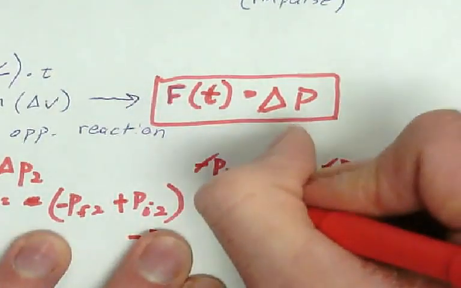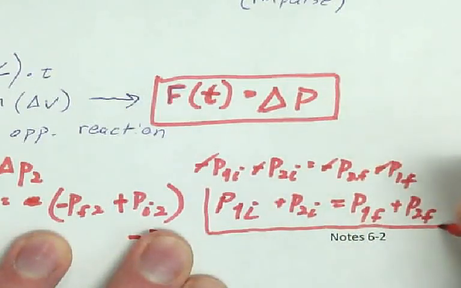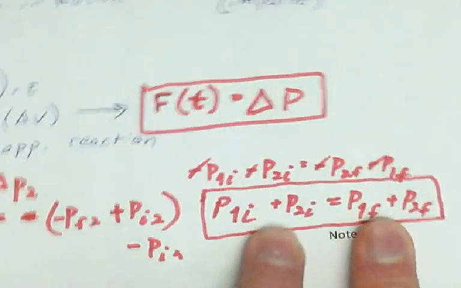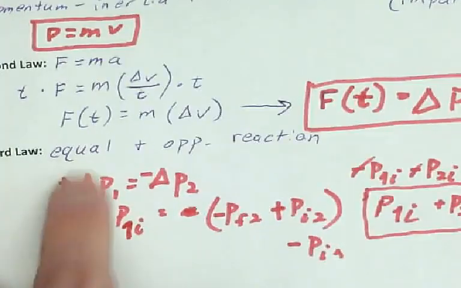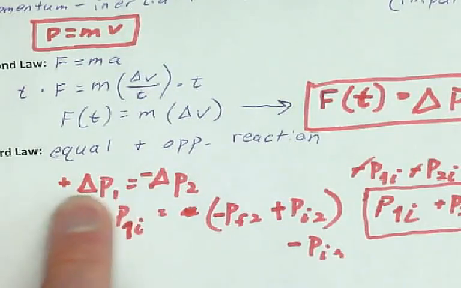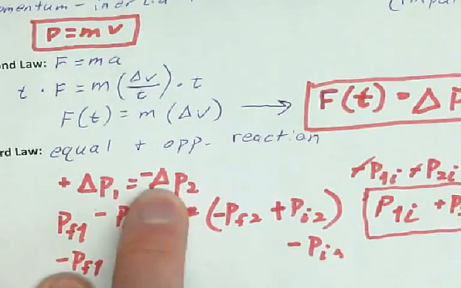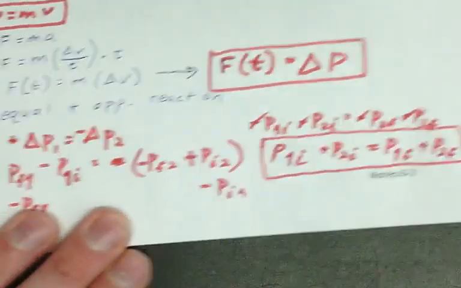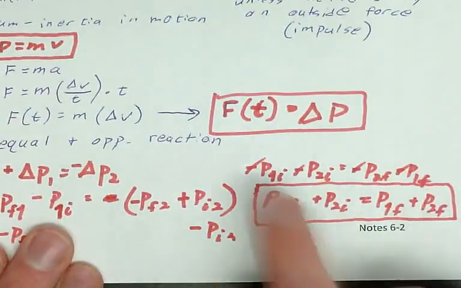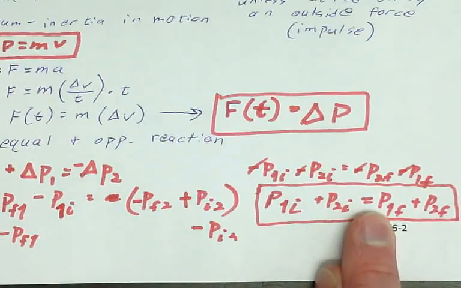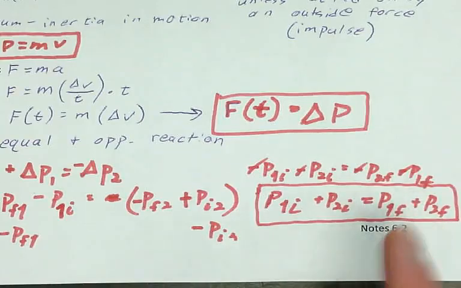Oh my gosh, it's the equation I gave you at the beginning of the period. What do we gotta write though? I want you to write this. Write this, equal and opposite reactions. Write this first part of the equation: positive change in 1 equals negative change in 2. And then write that it turns into this. It turns into momentum of 1 initial plus momentum of 2 initial equals momentum of 1 final plus the momentum of 2 final.